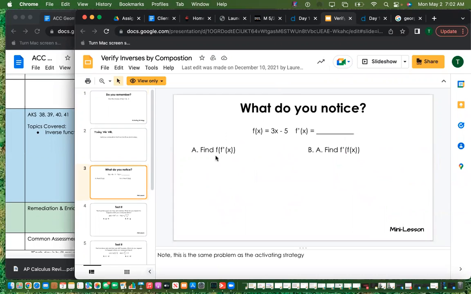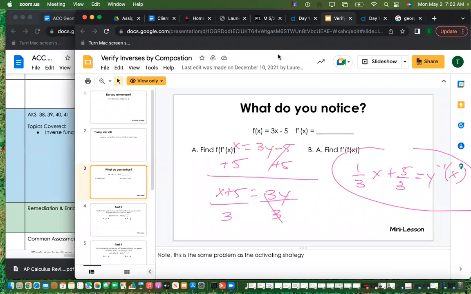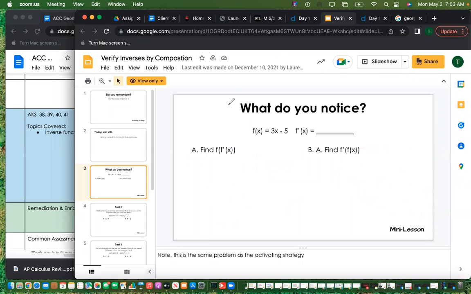If I take the function, and we already found the inverse, which is 1/3 x plus 5/3, if I take f of the inverse, then I'm going to plug in this equation for this x. And then I'm going to simplify. You should get equal to x at the end. If I took this one and plugged this function in, and I simplified, I'm going to get x.